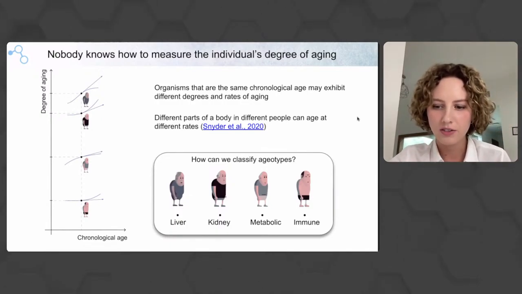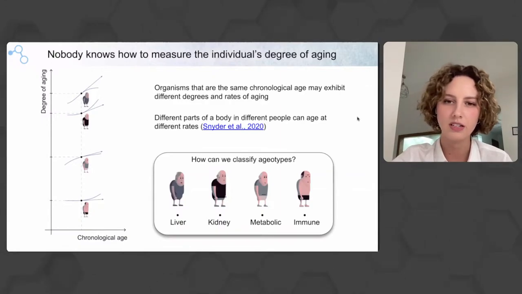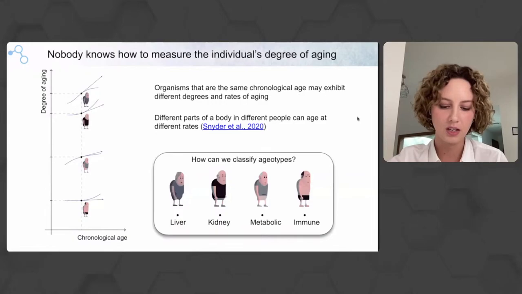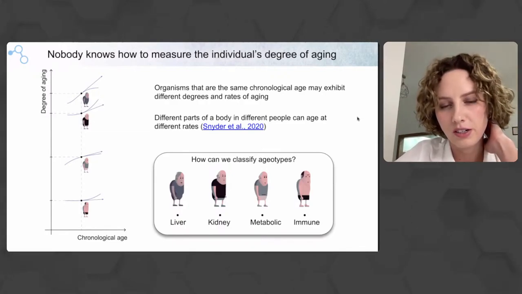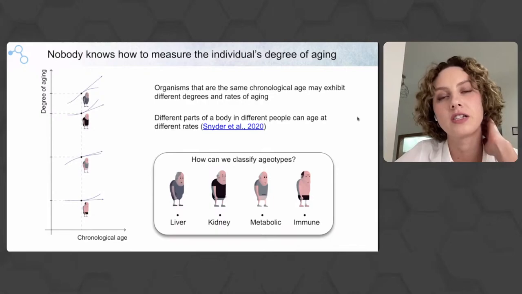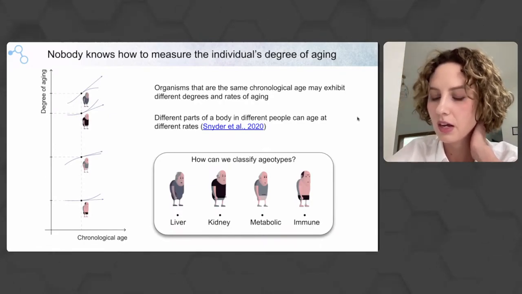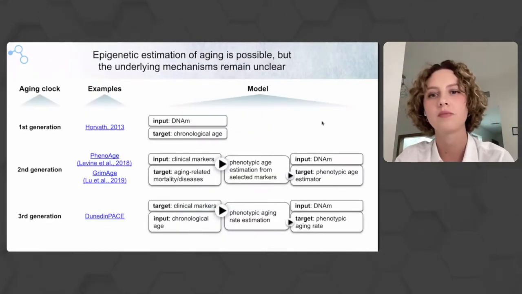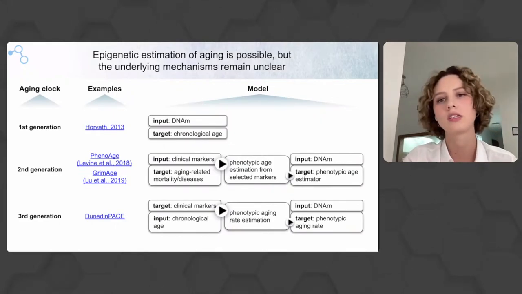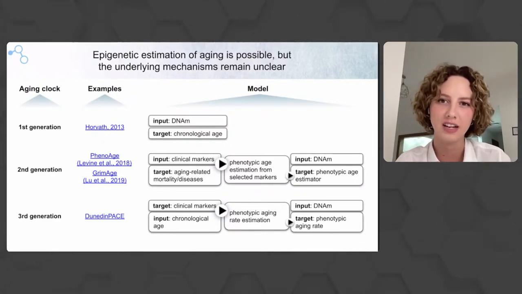Also, there are different reports that people can age differently. And there is a very cool article written in 2020 about ageotypes, where the authors grouped different people according to their fastest aging physiological system in the organism, and they got four groups. And as I already said, there is no generally accepted method that will allow us to measure aging rate and biological aging level.